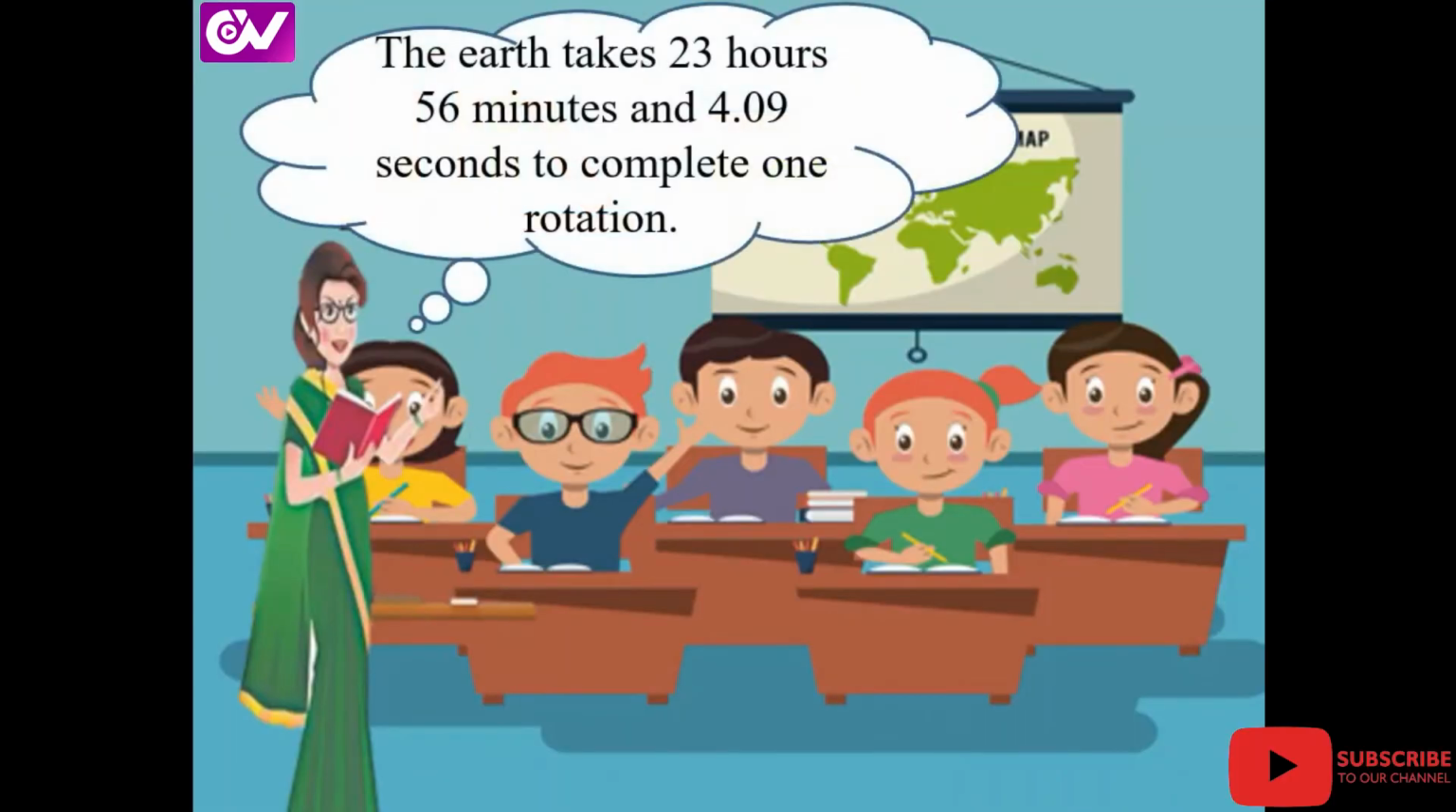The earth takes 23 hours, 56 minutes and 4.09 seconds to complete one rotation. To complete one rotation, how much time does the earth take? Nearly, roughly 1 day. That means 23 hours, 56 minutes and 4.09 seconds to complete one rotation. It is equal to roughly a day.